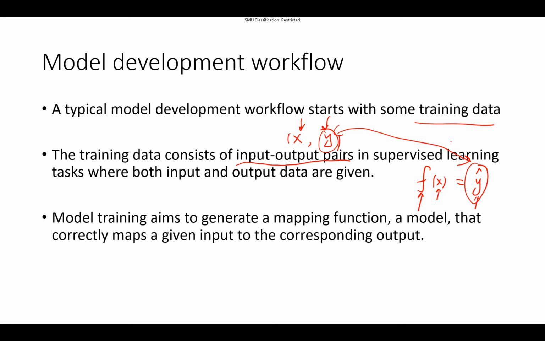So this model we sometimes call a mapping function, which essentially takes an x, right, goes to the model f, and then outputs a y. And so it's called a model, right? And it should correctly map given inputs to the corresponding output.